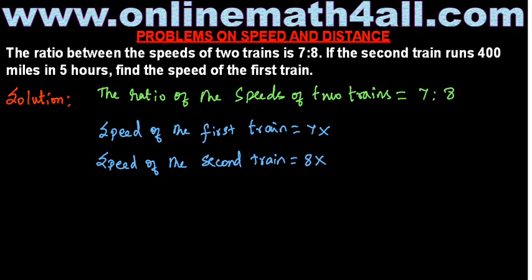So now the target of the question is to find the speed of the first train. Once we know the value of this x, it has to be multiplied by 7, we'll be getting the speed of the first train. So now our target is to get the value of x, because once we get the value of x, it has to be multiplied by 7 to get the speed of the first train.